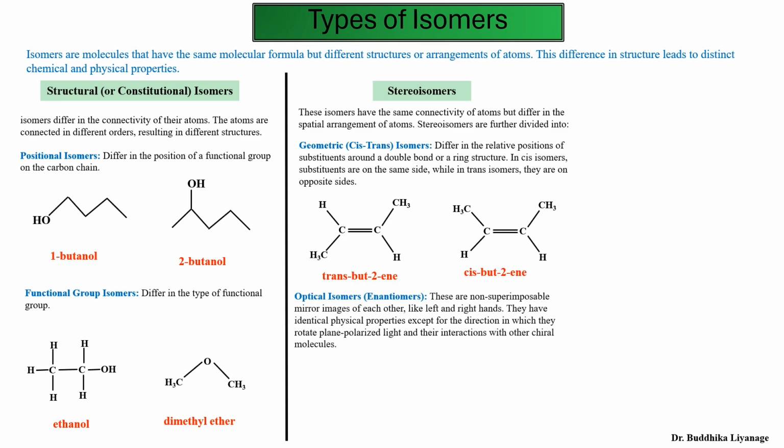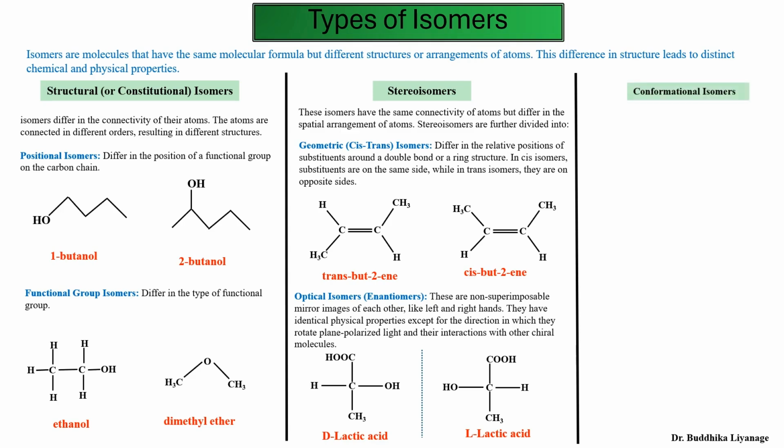Optical isomers or enantiomers are under stereoisomers. These are non-superimposable mirror images of each other, like our left and right hands. They have identical physical properties, except for the direction in which they rotate plane polarized light and their interactions with other chiral molecules. Example, D-lactic acid and L-lactic acid. They are mirror images of each other, but they are non-superimposable.